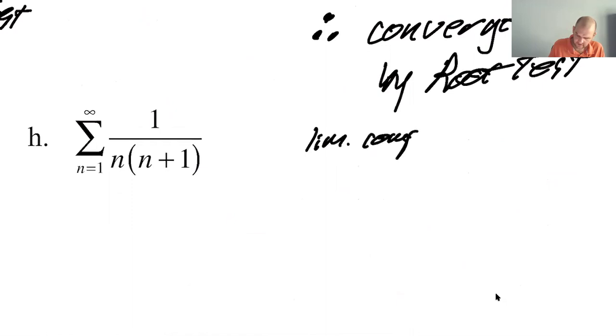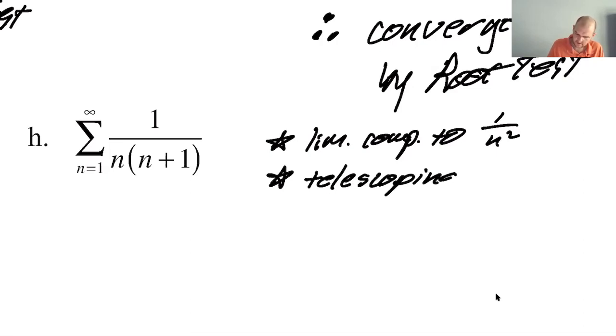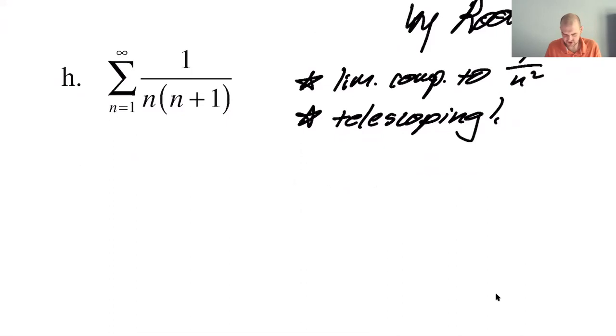Limit compare to 1 over n squared, because it's basically 1 over n squared. It's going to do the same thing. So this converges. This is telescoping. So you could find the sum. I don't think I want to do that here because of time constraints. So I'm just going to decide if it converges or diverges.